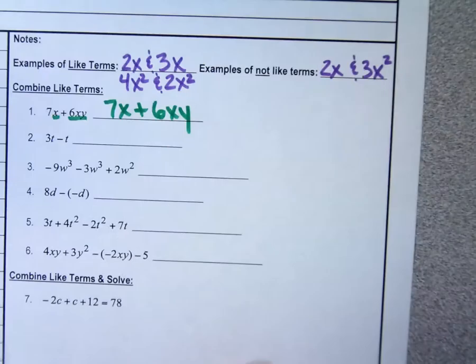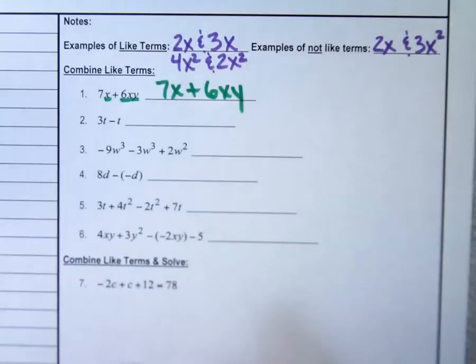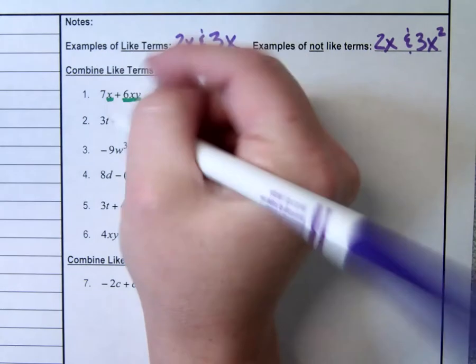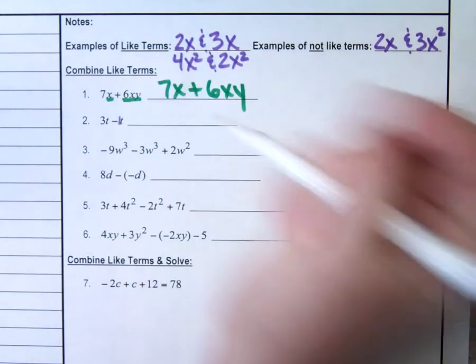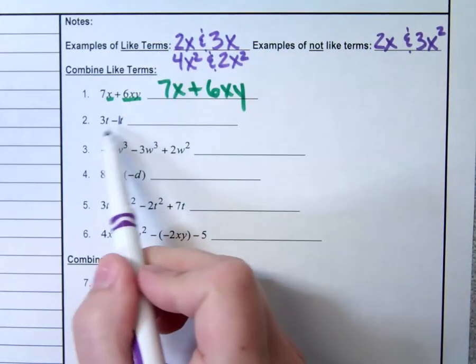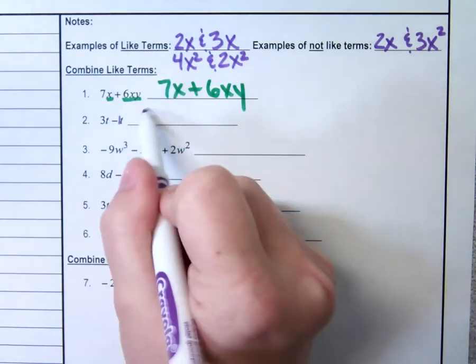Okay, this next one, these are both t's. So I can combine like terms here. And this t is understood to have a 1 in front of it. You just don't see it. So what is 3t minus 1t? It's 2t.